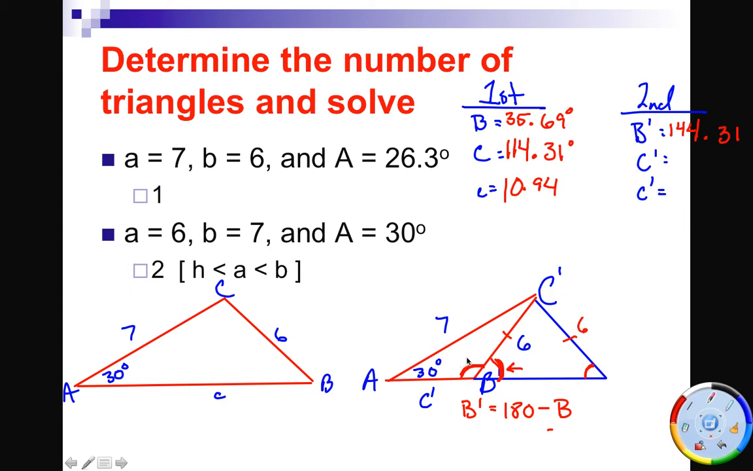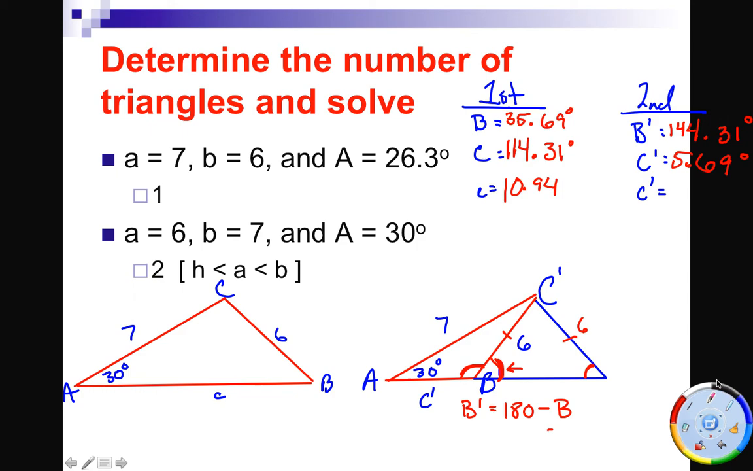So that means I found this angle here. And now to find the third angle, notice I haven't even used law of sines yet for the second triangle. I will, but I didn't need to yet. I get 180 minus that number, that 144.31, minus the 30 that I already had. And I get an angle of 5.69. And it's okay to have small numbers like this, by the way.